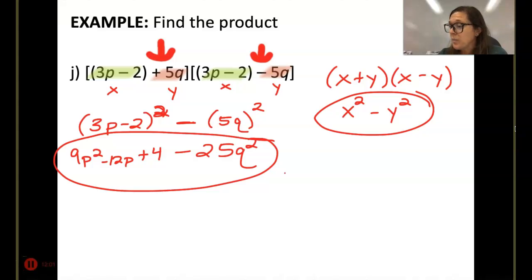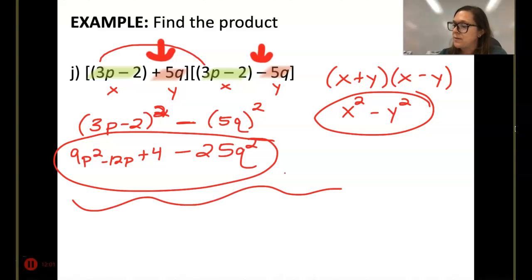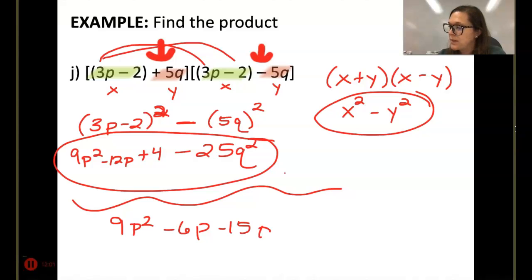You could also potentially do more work for yourself and just distribute everything. So you could take your 3p to your 3p. So just watch this. Don't write this because it's going to be a lot of work. 9p squared. You could take your 3p to your negative 2, so negative 6p. You could take your 3p to your negative 5q, which would be negative 15pq. Then I could take my negative 2 to everything. So negative 2 to 3p would be negative 6p. Negative 2 to negative 2, positive 4. Negative 2 to negative 5q is positive 10q.